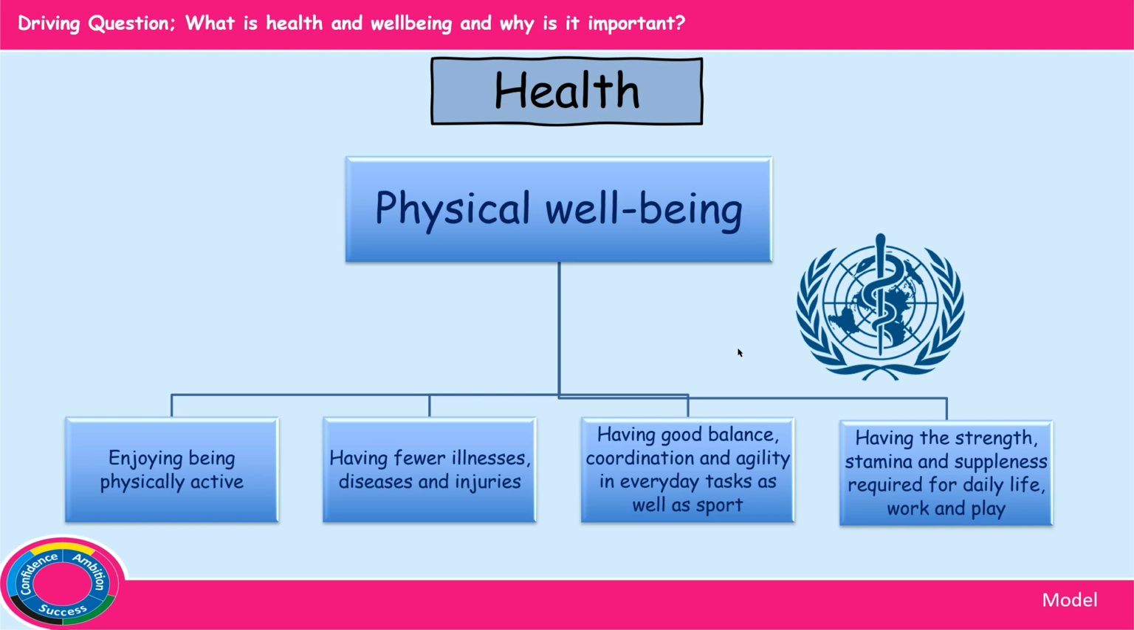The next one, having fewer illnesses, diseases or injury. So not being unwell, getting rid of a disease you have, getting rid of an injury. All these things go towards your physical well-being. So this one here, having good balance, coordination and agility in everyday tasks as well as sports. It's not just sport, it's about having good coordination, being agile when you're walking around, good hand-to-eye coordination. The last one, having the strength, stamina and suppleness required for daily life, work and play.